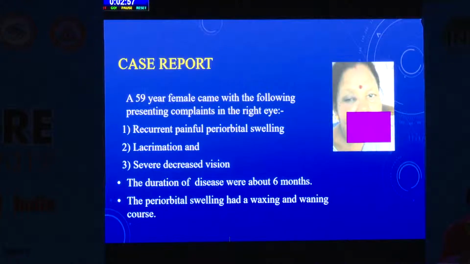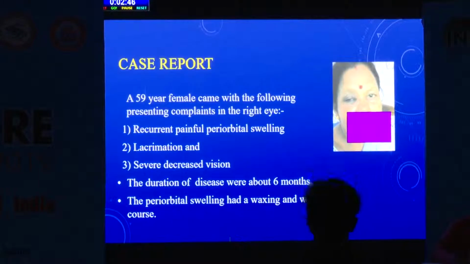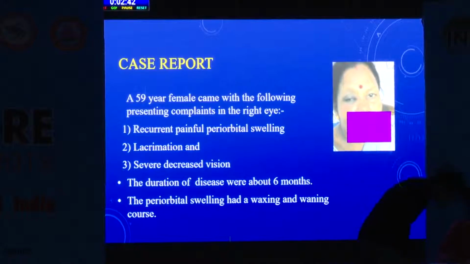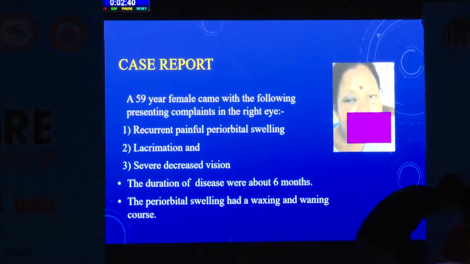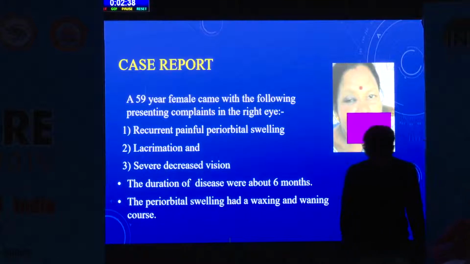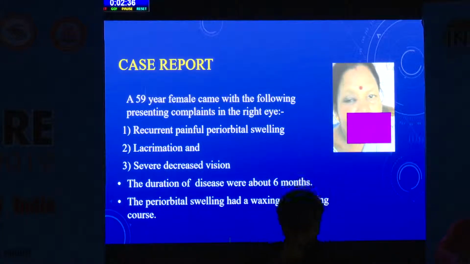Now, my case report. A 59-year-old female with the following presenting complaints in the right eye. Her complaints were recurrent painful periorbital swelling, lacrimation, and severe decreased vision. Only hand movement was present. The duration of the disease was about 6 months. The periorbital swelling had a waxing and waning course.